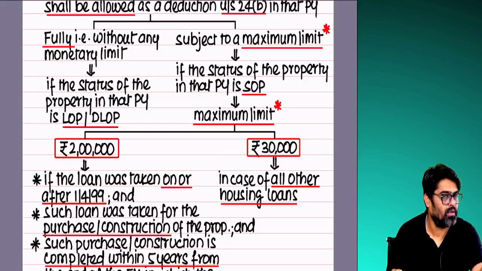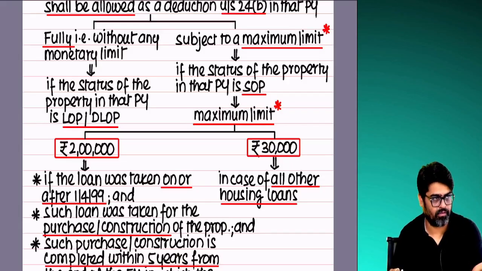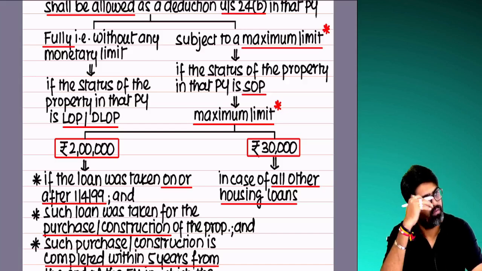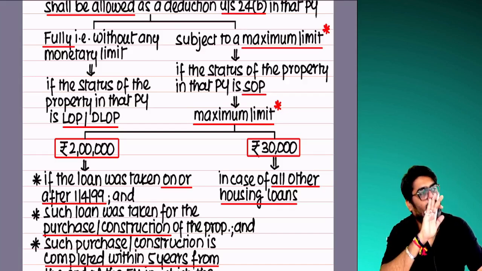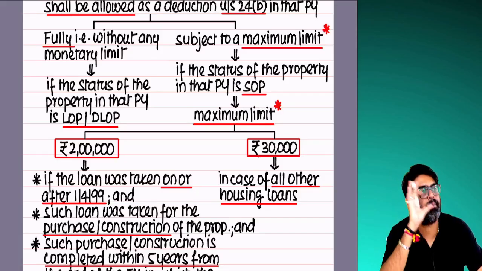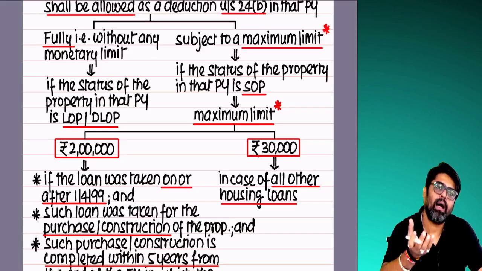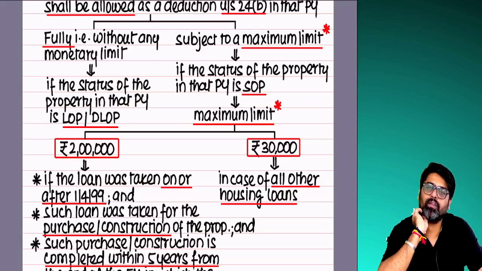Sure. Now, one question I would like to ask you. This year my property is LOP, DLOP. Whatever interest becomes due in this year will be allowed in this year fully without any monetary limit. Now tell me, next year the same property, I am self-occupying for my residential use. Will the status change or remain the same?